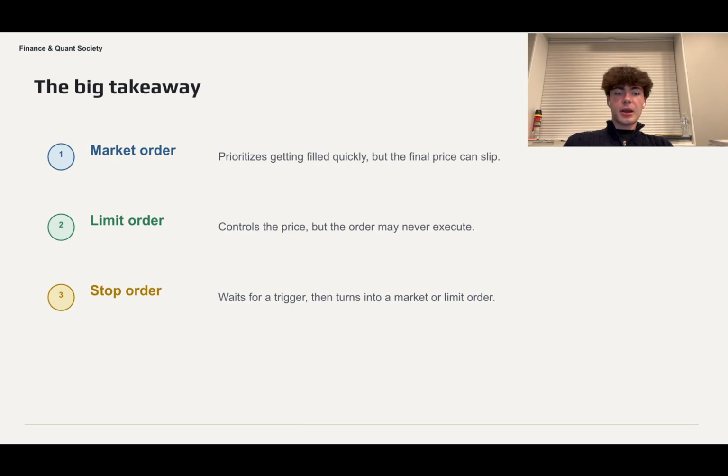So we can talk about the final takeaways now. As in all the lessons, there are more decisions than just picking a stock. You want to buy a stock, let's say Apple. That's not the only thing you do. How do you buy it? That's the question. How do you want to trade it? A market order prioritizes getting filled quickly, but you give up some control over the final price. A limit order, however, gives you price control, but there's a chance the order never executes. A stop order waits until a trigger price is reached and then activates another order.